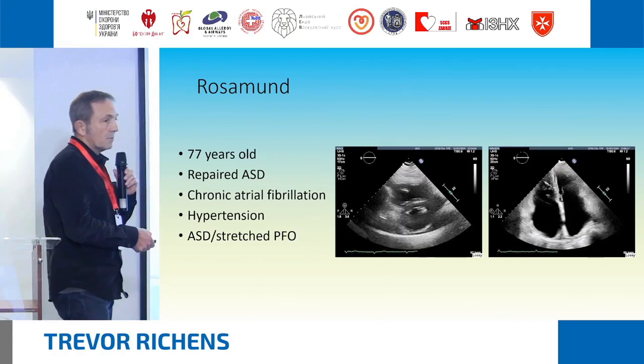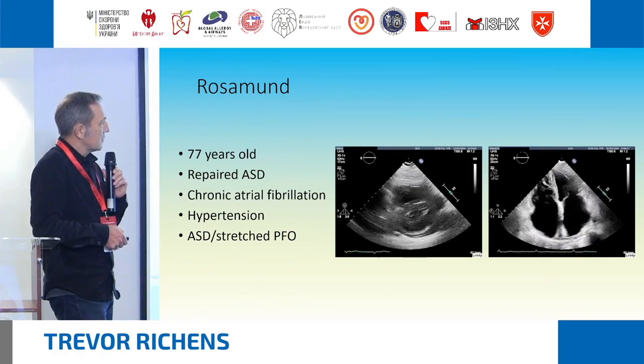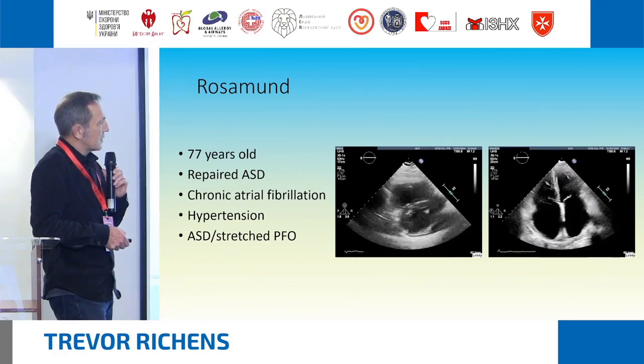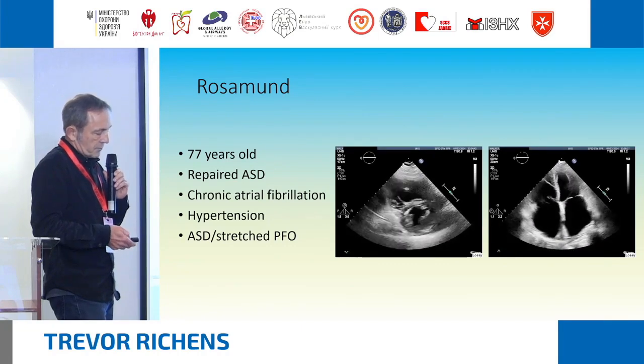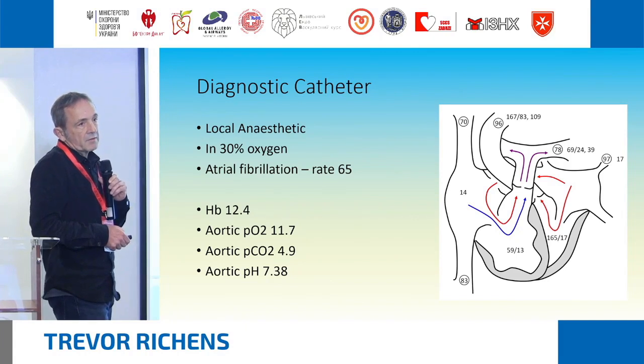As Olia showed in a previous talk, you can see she's got an enlarged right ventricle, flattened interventricular septum, and there's a gap in the atrial septum. So this was her diagnostic catheter results.